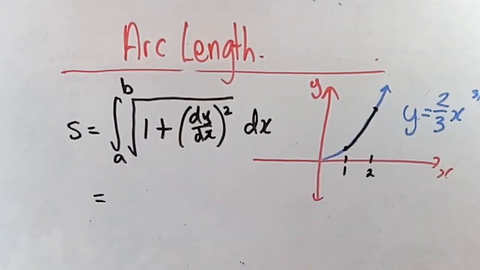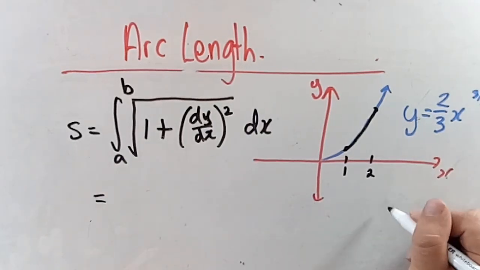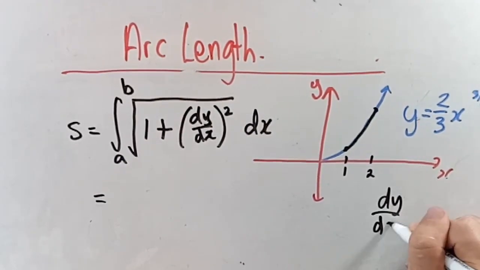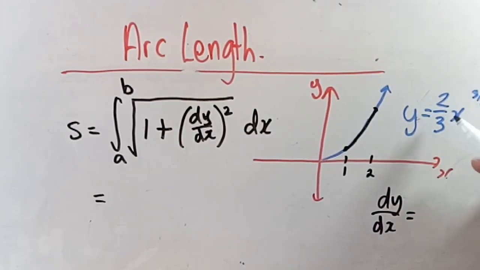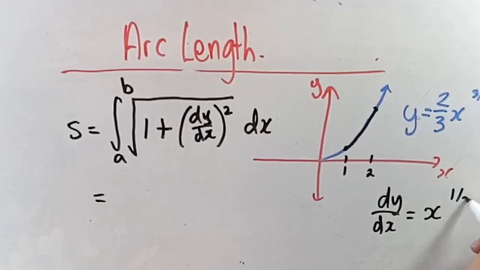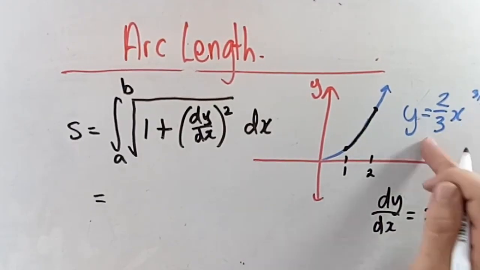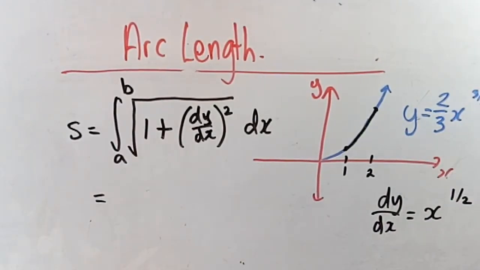Okay, so what do we do? We're just going to plug this in. Oh, we need to know what dy/dx is. Well, bring down the power. It cancels out with that, so I end up with x to the 1/2. One away from the power, multiplied by 3 on 2. So I get square root x.